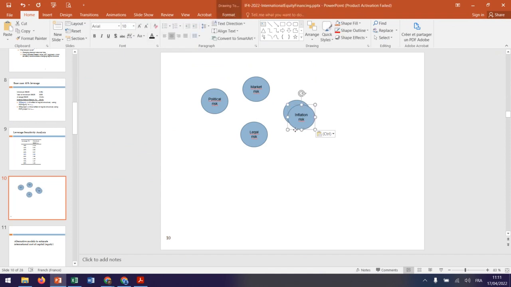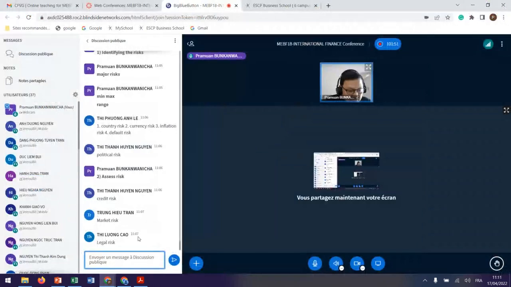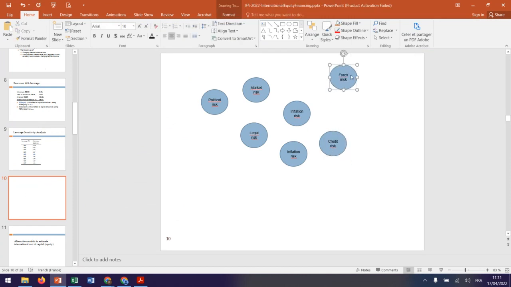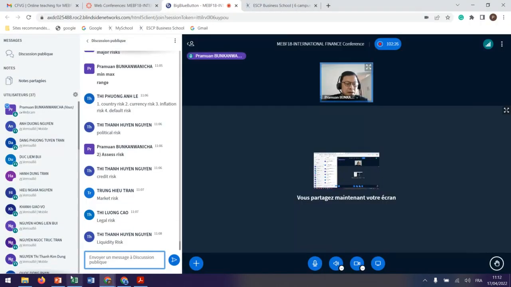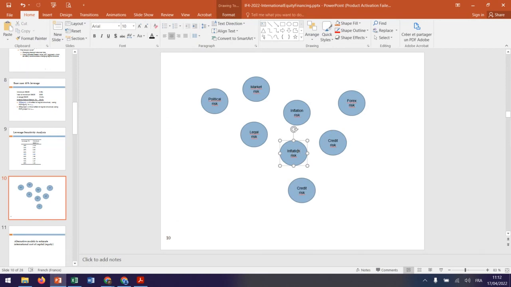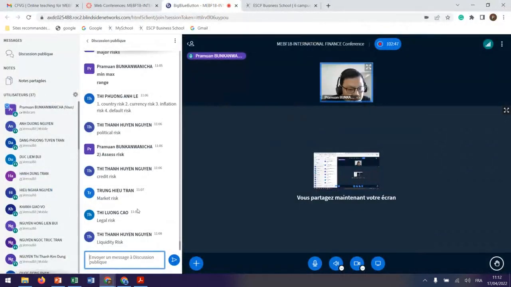What else? I have several here. So let me check. Legal risk, market risk, credit risk, currency risk, credit risk. I also have the foreign exchange risk, forex risk. Okay, what else? Liquidity risk, very good. Liquidity risk. What else have I not done yet?